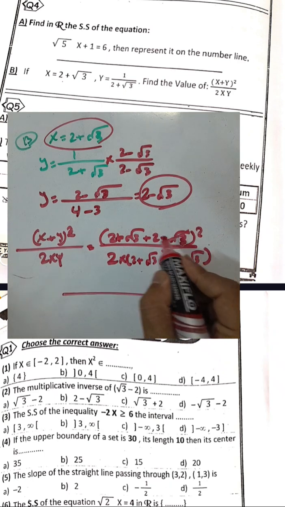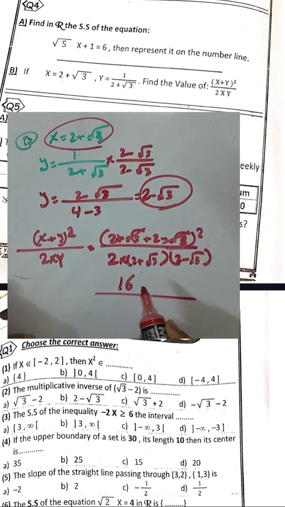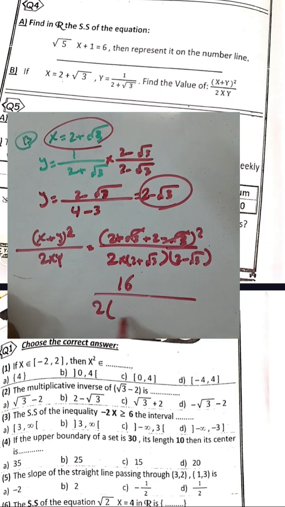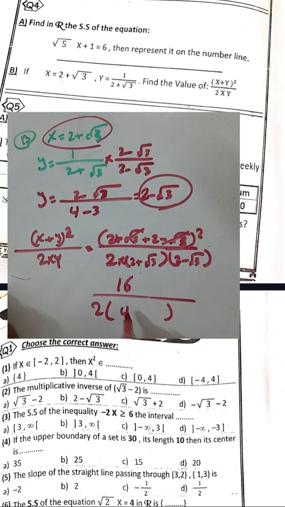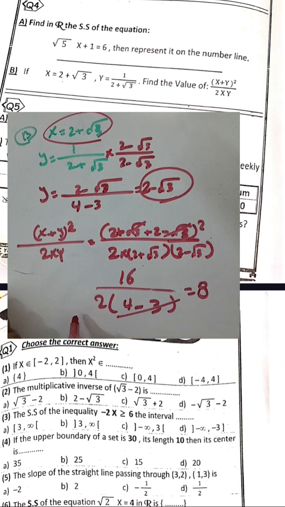Cancel root 3 by negative. 2 plus 2 is 4. 4 power 2 equals 16. And here 2 product. 2 times 2 equals 4. Root 3 times root 3 will be 3. 4 minus 3 is 1. 1 times 2 equals 2. 16 divided by 2 equals 8. Okay, so the result will be 8 for this example.